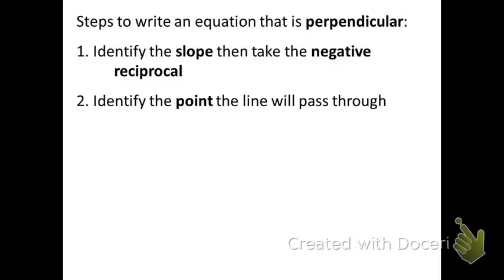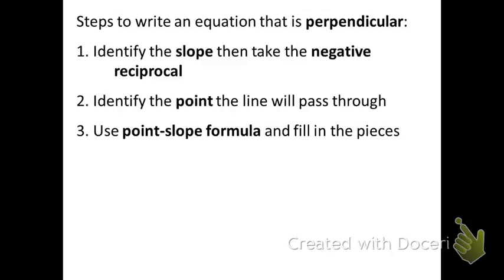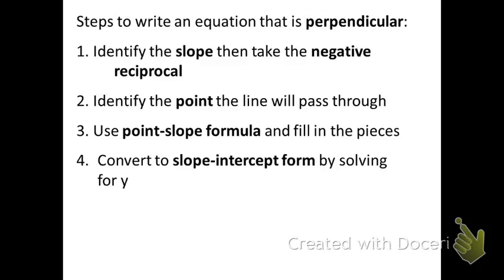Then we're going to identify the point that the line will pass through. That should be just given to us. Step 3, we'll use the point slope formula and fill in the pieces. You'll notice that the last 3 steps are very similar to writing the equations of a line that's parallel. And then the last thing that we'll do is convert to slope-intercept form by solving for y.